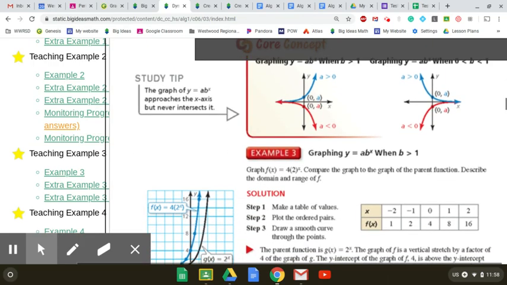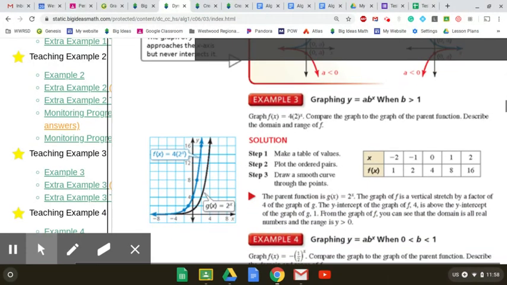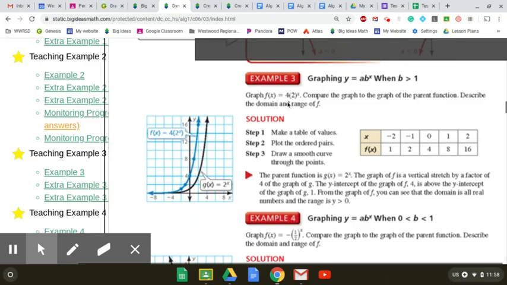Let's take a look at example 3. In example 3, we're going to graph f of x equals 4 times 2 to the x, compare the graph to the parent function, and then describe the domain and range. So our first step to make the graph is we're going to make a table. So in our table, we're going to put 0 in the middle for our x's. It's a good place to start for these types of equations. Then we'll go 2 numbers down for our x's and 2 numbers up.